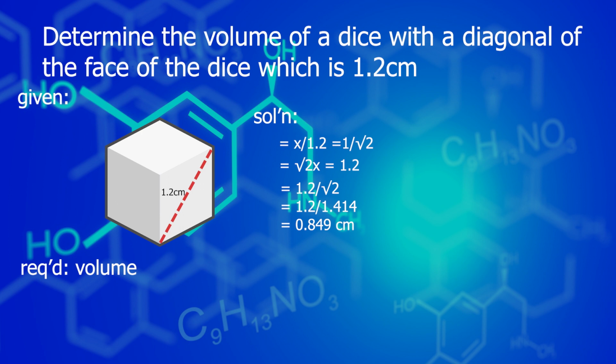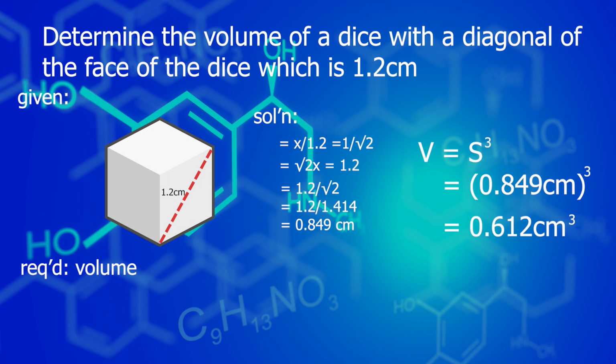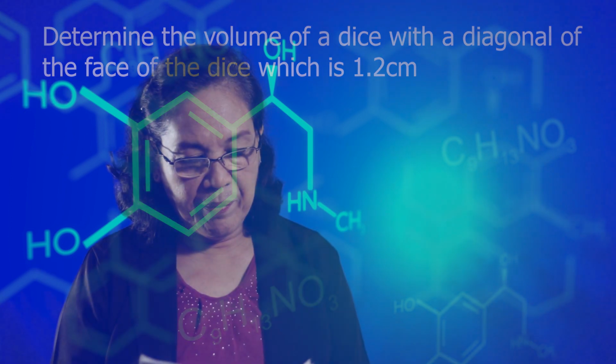So the answer is 0.849 centimeters. We get the side of the cube to be 0.849 centimeters. With this measurement of the side of the cube, we are going to substitute it to the formula in finding the volume of a cube, which is volume equals s cubed. So you have volume equals 0.849 centimeters cubed, and the answer is volume of the cube equals 0.612 cubic centimeters.